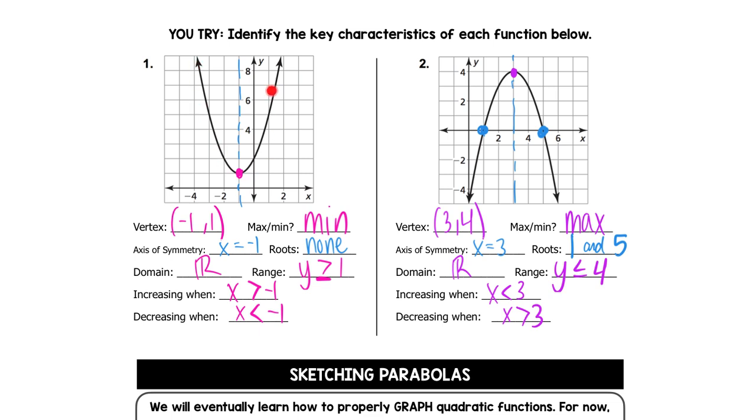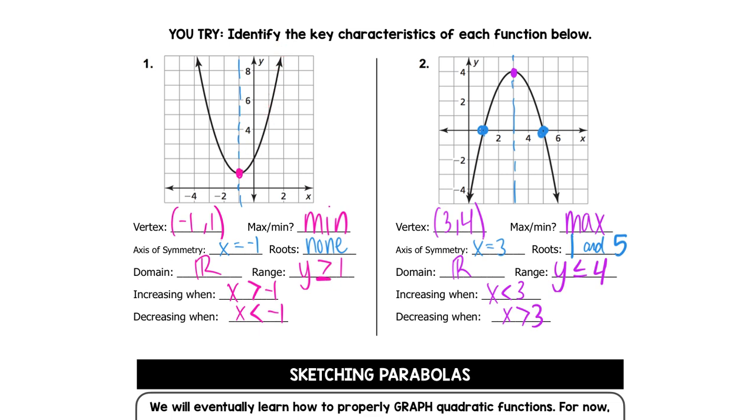This one has no roots because the graph is not touching the x-axis. Don't get confused by this y-axis. Some people want to call that a root. That's not a root. Roots are x-intercepts only. The domain's all real numbers again. The range is going to be greater than or equal to +1 because the lowest part of that graph is at +1 on the y-axis, and then it continues to go up from there forever. So we would say greater than or equal to.